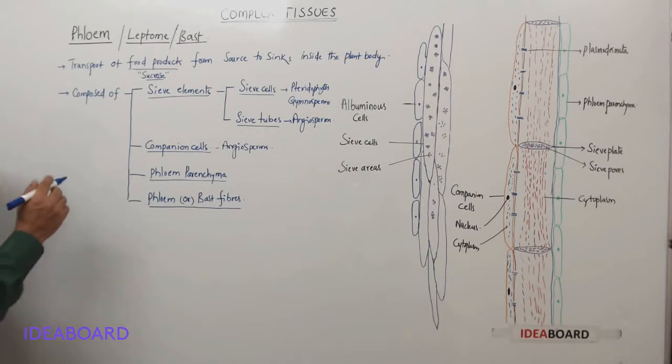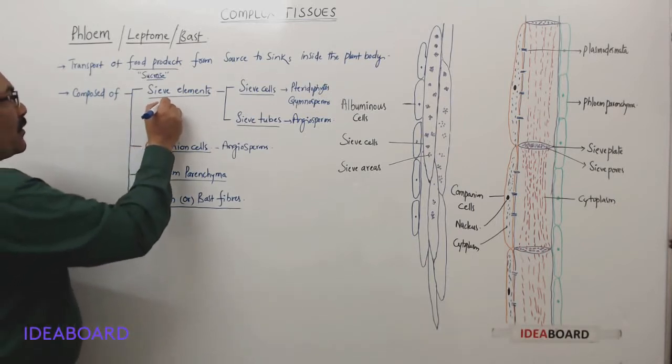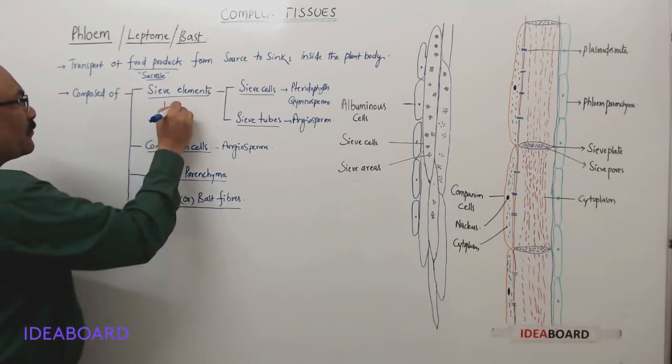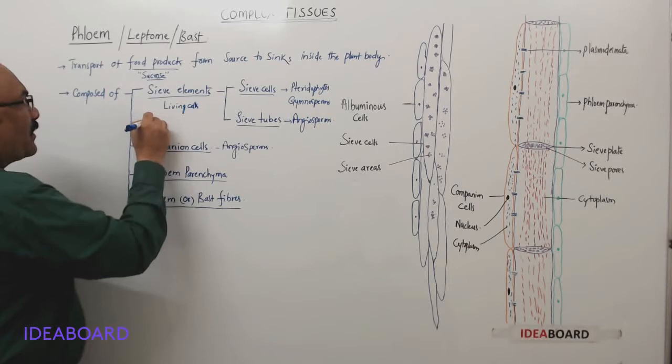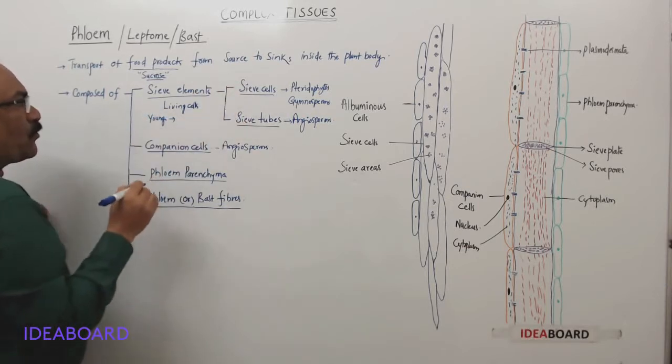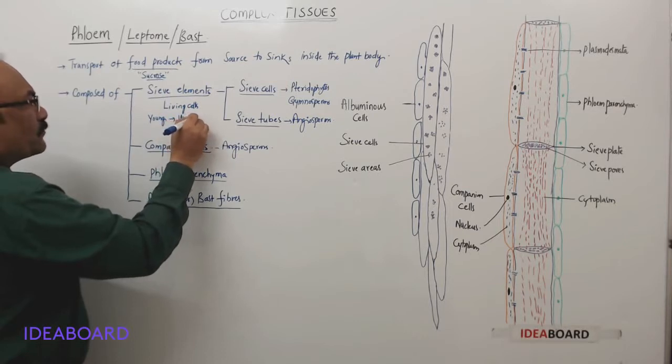Now remember one thing, that among all these cells, the sieve elements are living cells, and when they are young, I am talking about both sieve cells and sieve tubes, they are with a nucleus. So that means they are uninucleated cells.